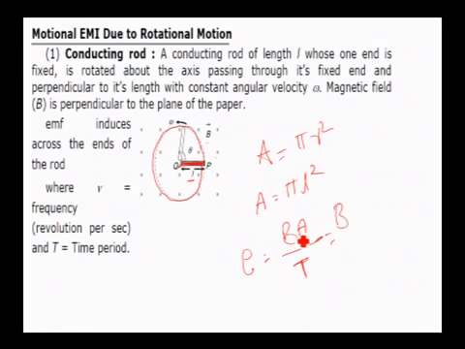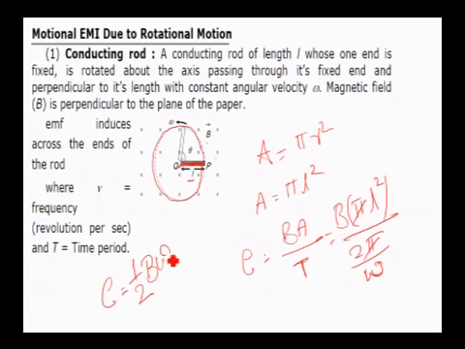Then magnetic field into area is B into pi L square, where L is the radius of the circle it describes, and the period is given by 2 pi by omega. So you can cancel pi and pi here. Finally, you get the expression for induced EMF as half B omega L square. This is also another expression for the EMF induced in the case of a conducting rod fixed at one end, where the other end is made to rotate along the circumference of a circle.